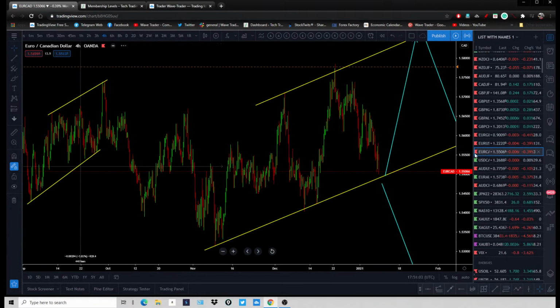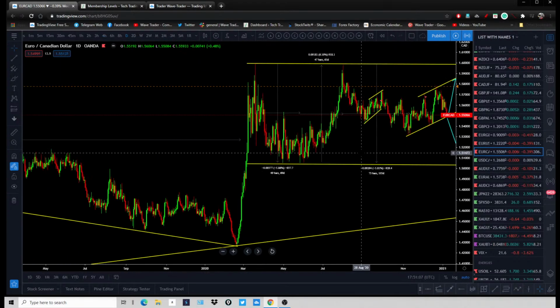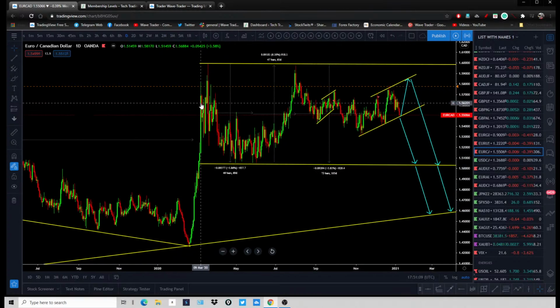Euro dollar I have already shown, and we've got euro CAD. Again, same on this chart too, same as the euro pound we have seen. The euro is behaving like a safe haven and a risk-on currency at the same time. Sometimes it starts to behave as a risk-on currency, sometimes as a safe haven currency, because of the zero interest rate policy.